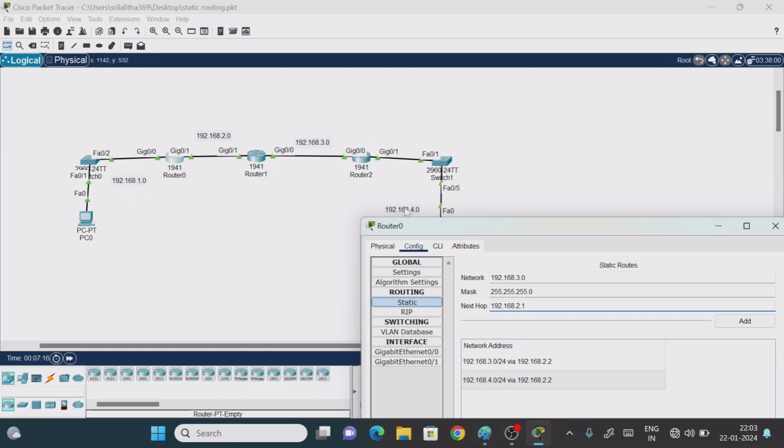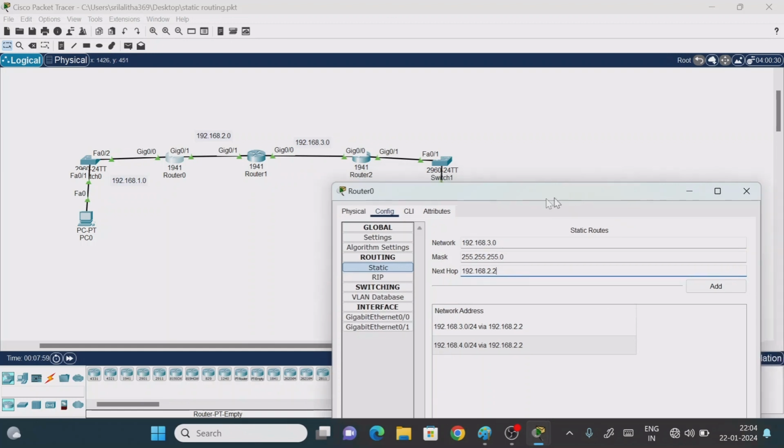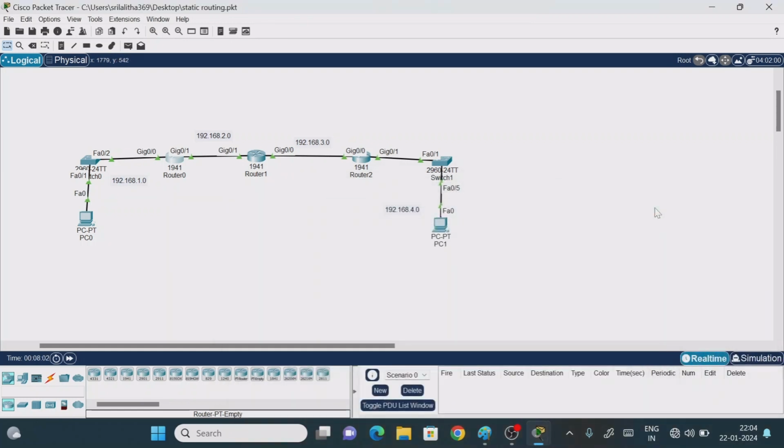If you want to go to 4.0 also, you just specify the next hop address, which is nothing but 2.2 only. That is the meaning of this, right? So here the unknown networks for this router are 3.0 and 4.0, right? If you want to go to 3.0, you go via this IP address, 2.2. If you want to go to 4.0 also, you go via 2.2 only. It will just hand over the packet to this router 1. This router will have the same kind of database, so based on that, it is going to forward the packet.